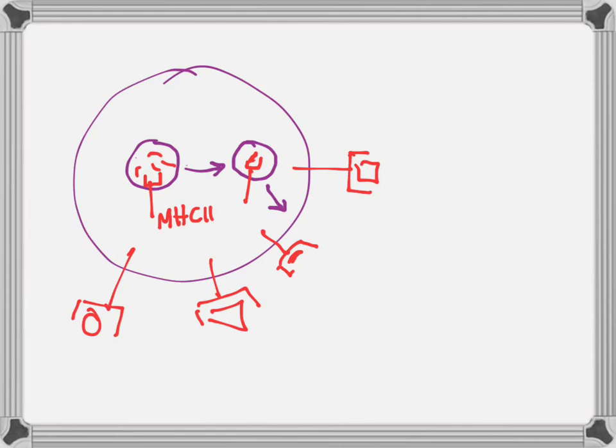MHC1, on the other hand, oftentimes we find disproportionately that it's going to present viral antigens. And that comes from, if we think about the life cycle of bacterial cells and viruses, bacterial cells can replicate on their own. Viruses cannot. What does a virus have to do in order to replicate? Attach to a host cell, penetrate into that host cell, and then we can get biosynthesis to occur.